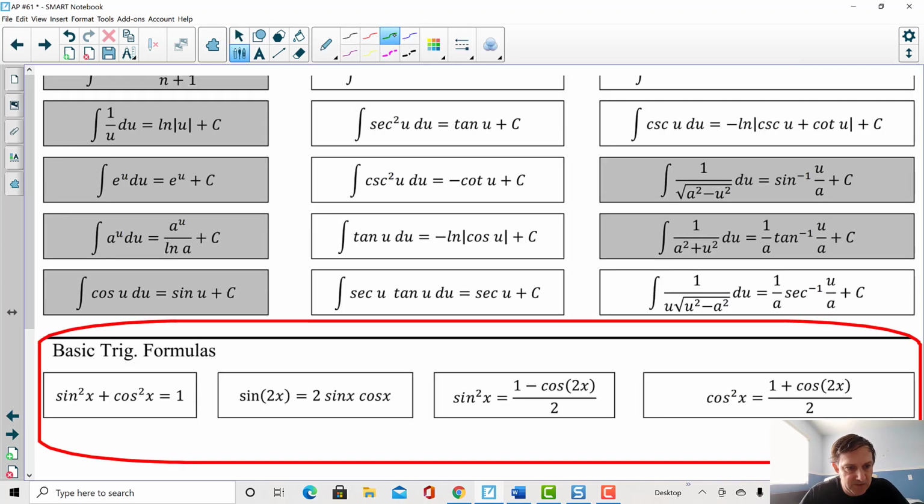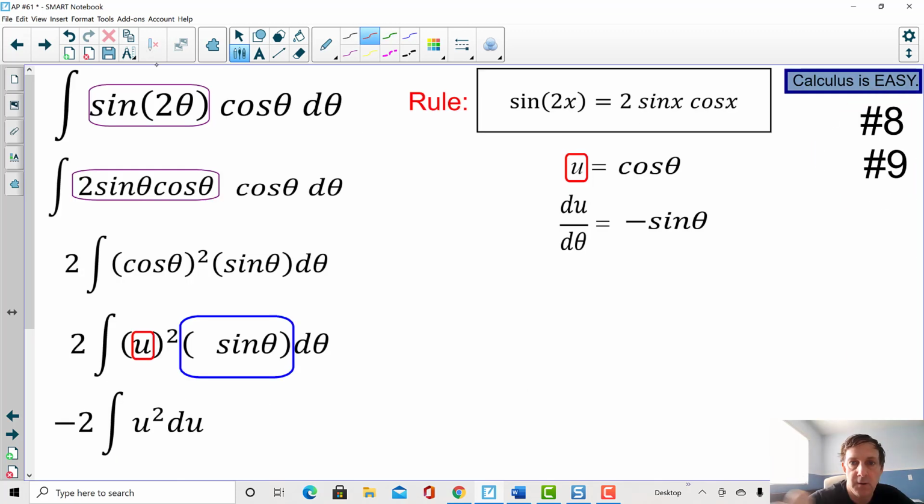Okay, for the next few examples, we're going to be using some of our basic trig formulas, so that's going to be the tricky part. But once we use those formulas, the integral actually becomes pretty easy. The rule is that sine of 2x is going to equal 2 times sine times cosine. Of course, ours is not x, ours is theta. That doesn't make much of a difference. It's just a different letter. So here our first step is just to use that rule and trade sine of 2 theta for 2 times sine of theta cosine of theta. And that's pretty much it.